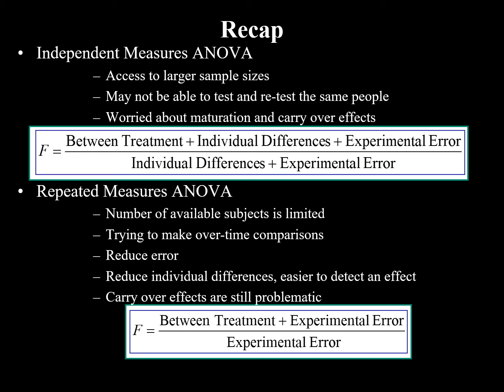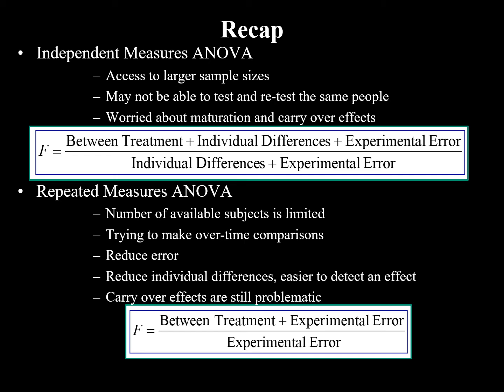It allows us to use random assignment, it allows us to make some pretty strong conclusions, and it avoids those maturation and carryover effect issues. The downside to it is it needs larger sample sizes, and it is technically less powerful. The repeated measures ANOVA is going to be used when we may just not have enough participants. We may be trying to actually make over time comparisons. We're desperately trying to reduce error because we think our effect size may not be that strong. We want to reduce individual differences, again, to make it easier to detect the effect.